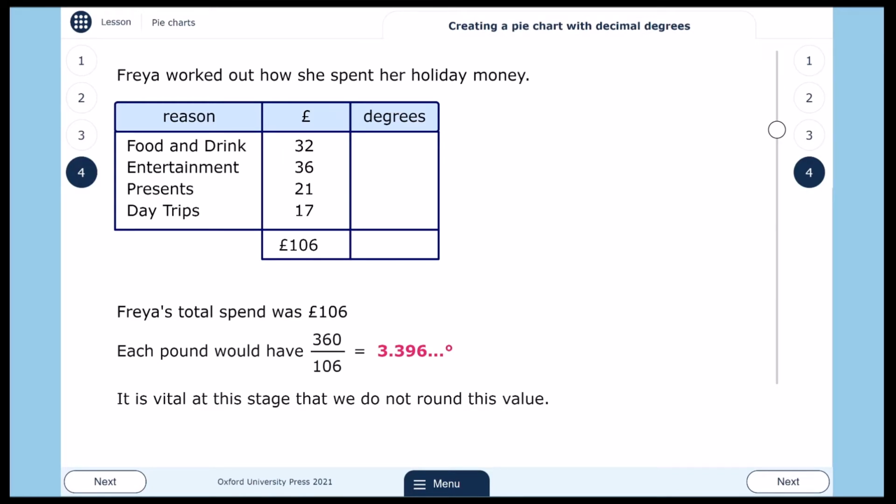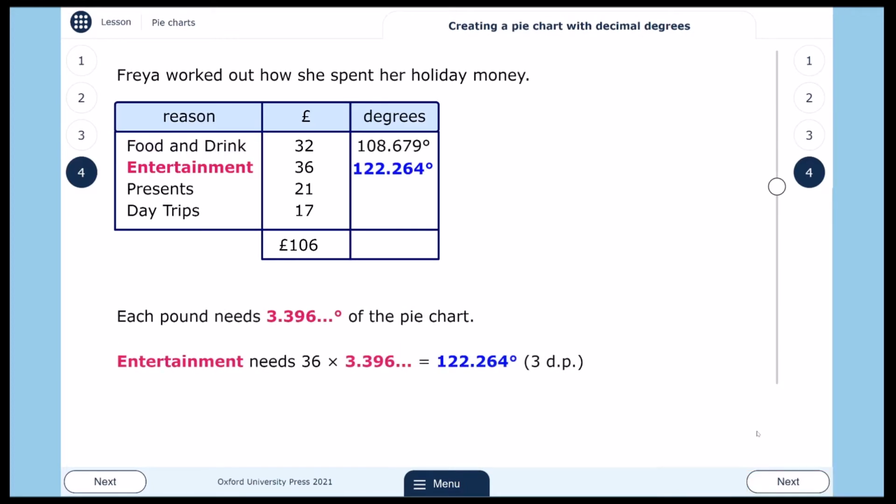She spent £106 in total, so we can do 360 divided by 106 to work out the degrees per pound. This gives us an answer of 3.396 and so on. It's really important that at this stage we don't round our answer. So for food and drink, we need to take this answer and times by 32.